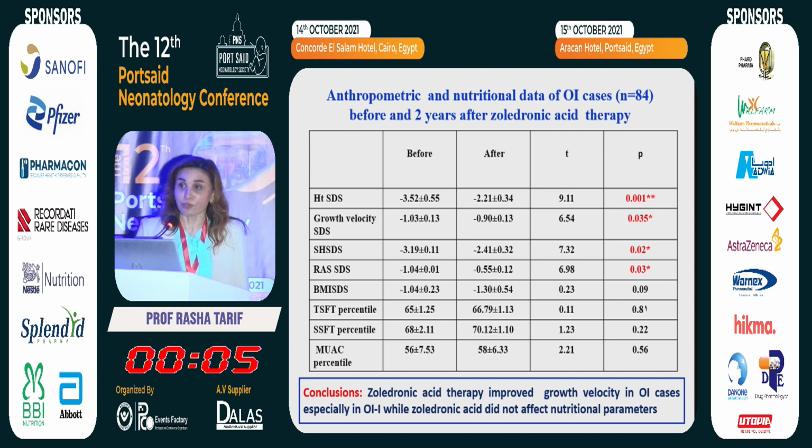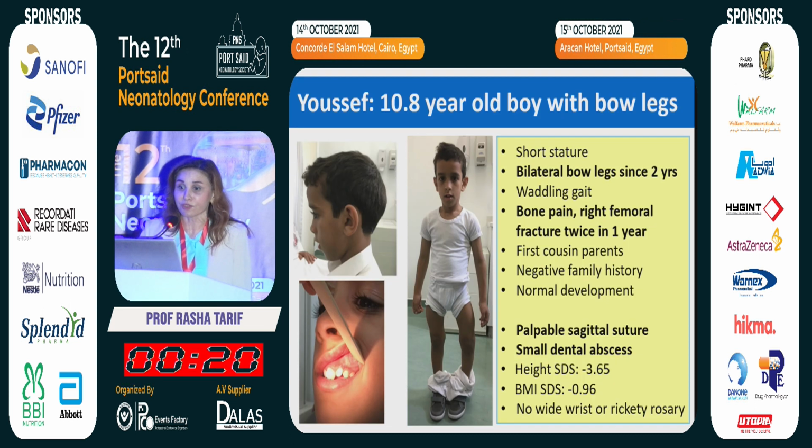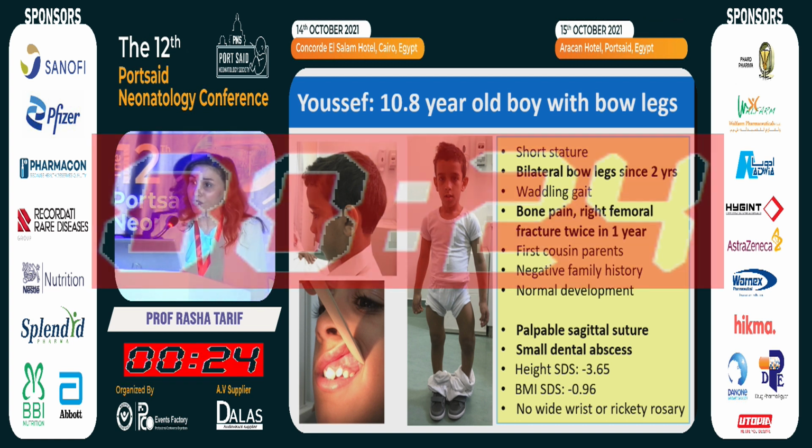And our research found there was a significant improvement in the height and growth data in those who were treated with zoledronic acid. And there are some trials of giving growth hormone in such children, but of course, it's not FDA approved until now. Now, let's leave the osteogenesis imperfecta and go to this boy.